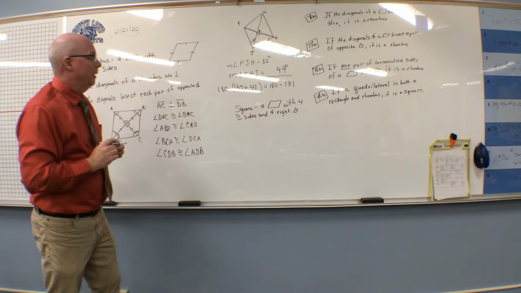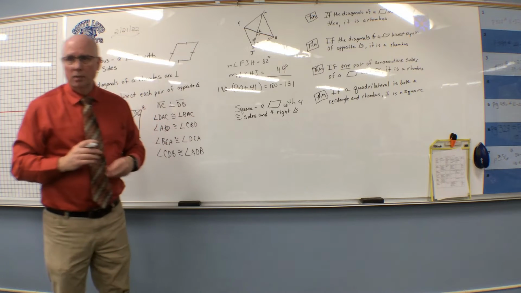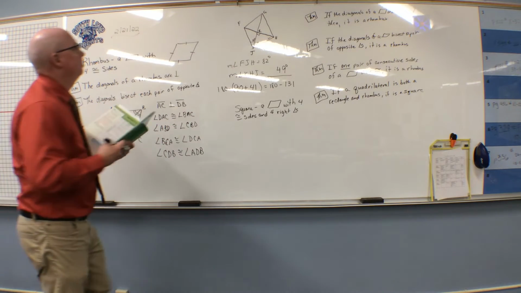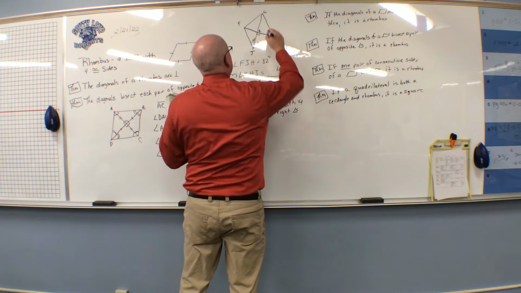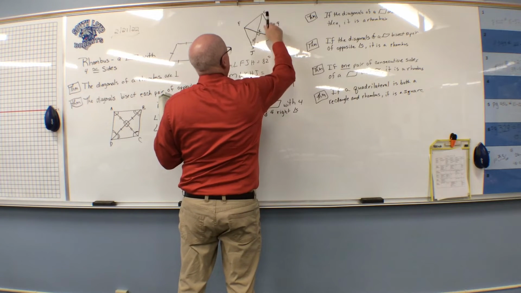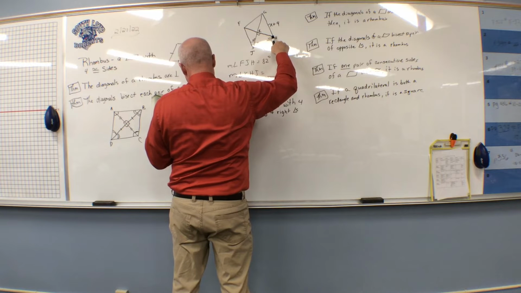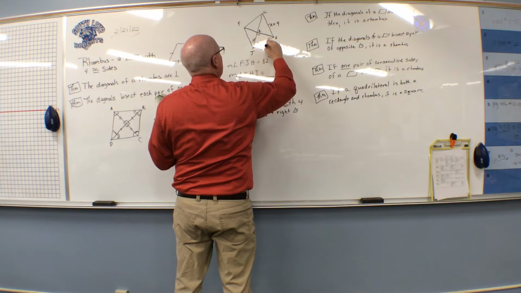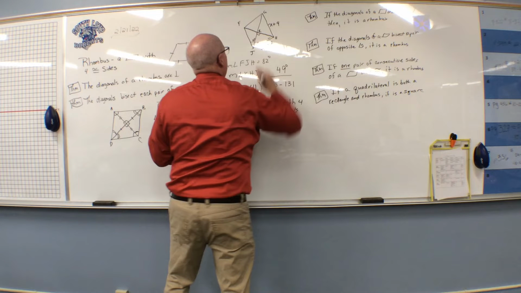Now I'm going to throw something else at you before we move on to the square. I'm going to tell you that the length of GH is x plus 9, and the length of JH is 5x minus 2. Now I don't want you to solve for x, but I want you to tell me how you would solve for x.